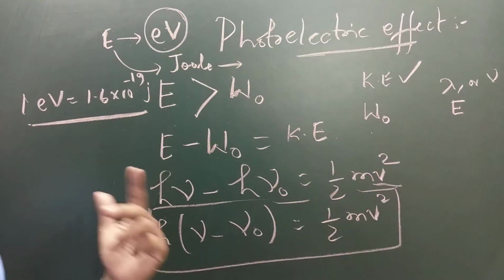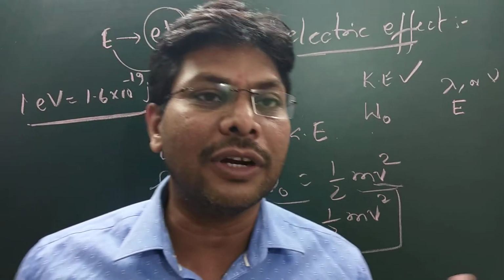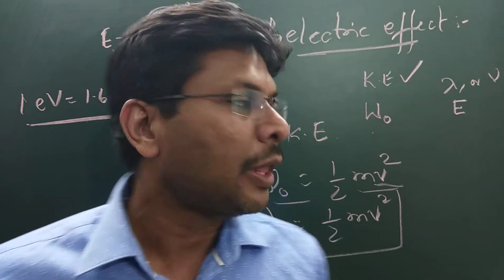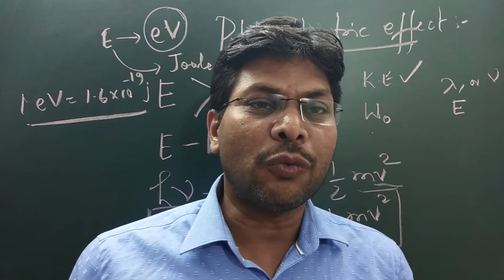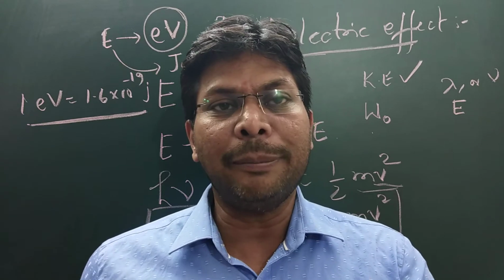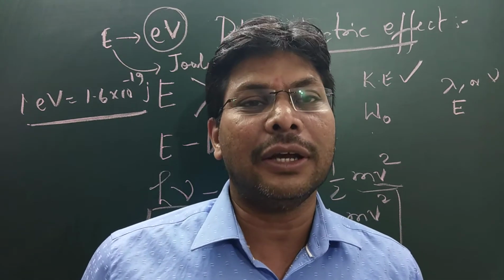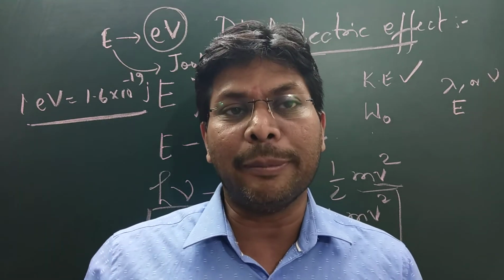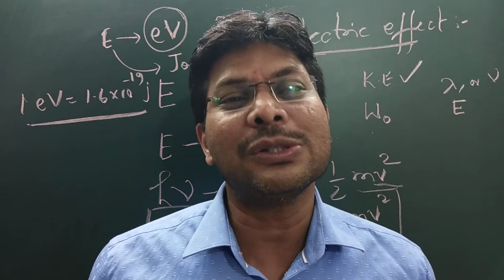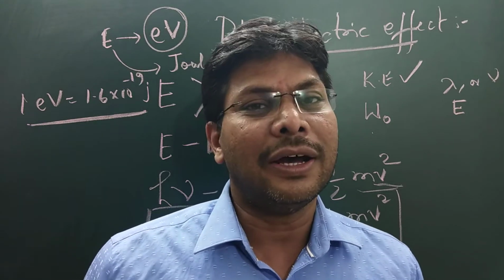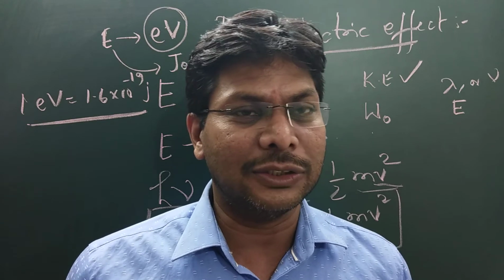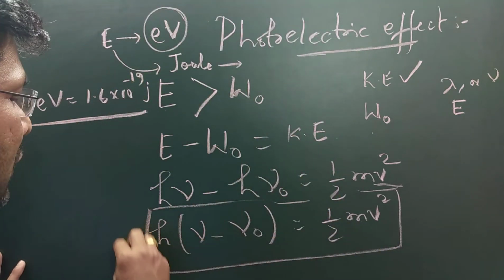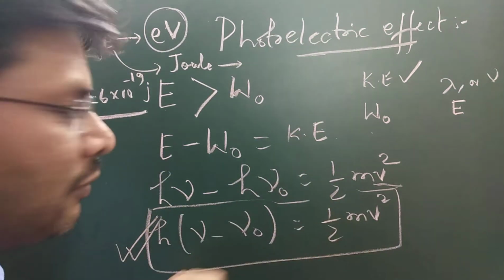When the energy or work function is given in electron volt, you need to convert it into joule. Sometimes your work function is in electron volt, so it will be better if you convert the energy also into electron volt, so that you can subtract easily to get the kinetic energy. So this is one of the formulas which is used to solve the numericals.